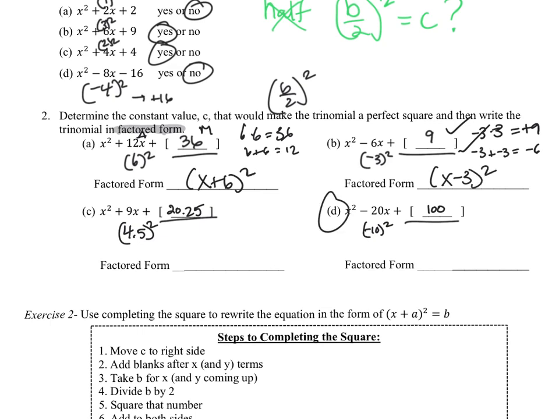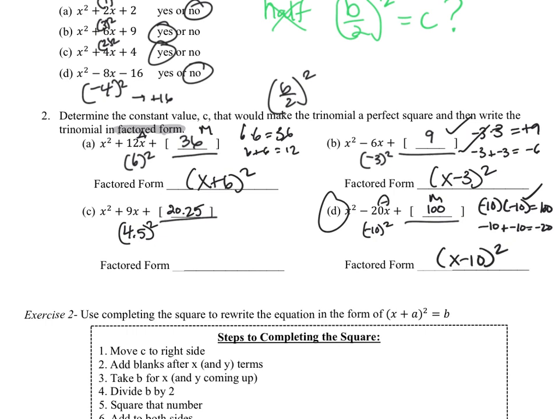Try D on your own. All right, so this is going to be x minus 10 squared because negative 10 times negative 10 is equal to 100, and negative 10 plus negative 10 is equal to negative 20. It works. What multiplies to the end and adds to the middle.